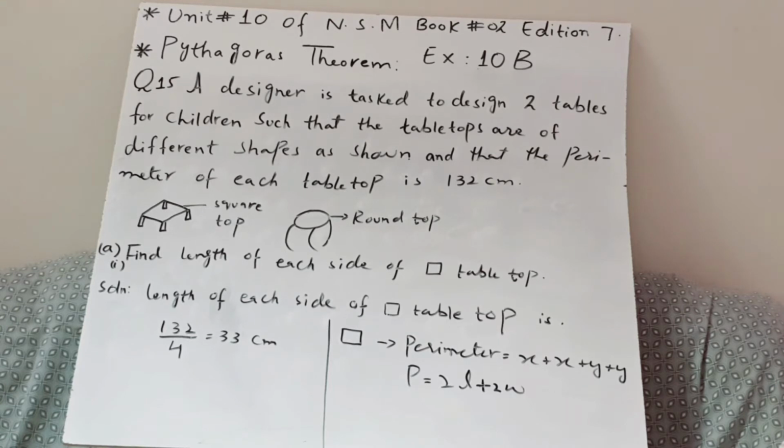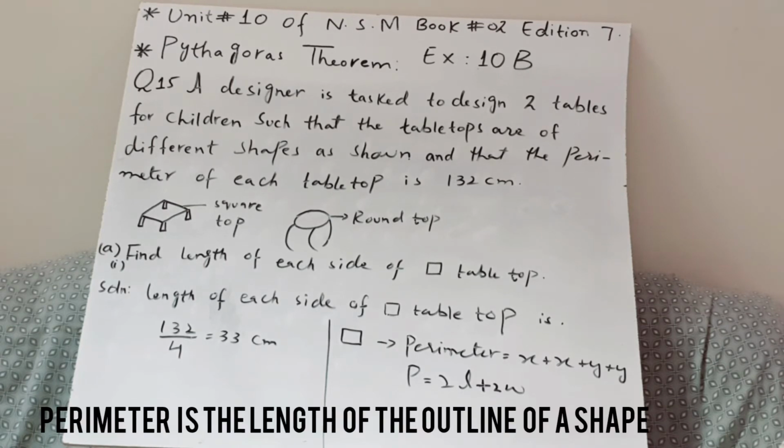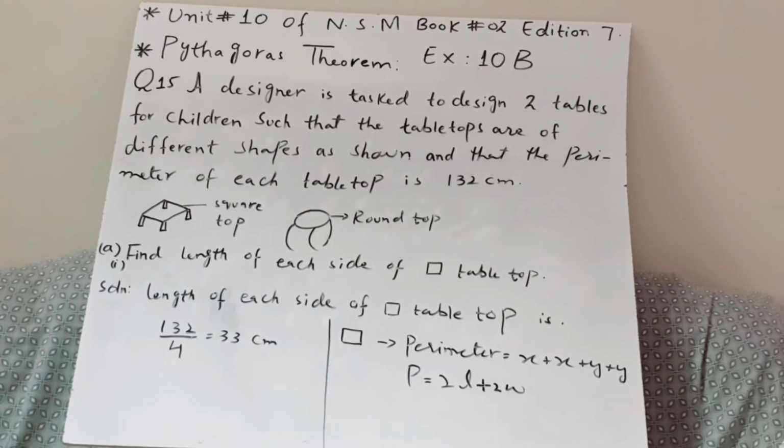Okay, before finding the length of each side of the square tabletop, we just need to understand the concept of perimeter. The perimeter is given in the question, 132 centimeter for both the tables, square and round. So what is perimeter? Perimeter is the length of the outline of a shape. Perimeter is the length of the outline of a shape. Okay, for example, you can see for a square.